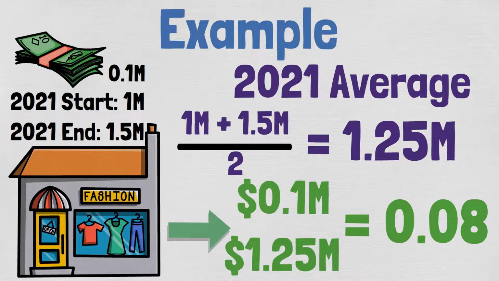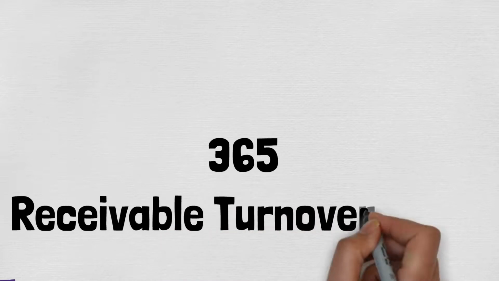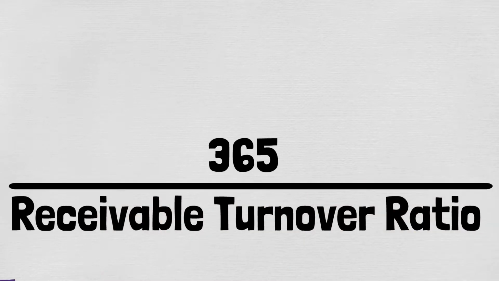You can also calculate how many days it takes on average for customers to pay the sales on credit. This is done by dividing 365 by the receivable turnover ratio, so in our example.